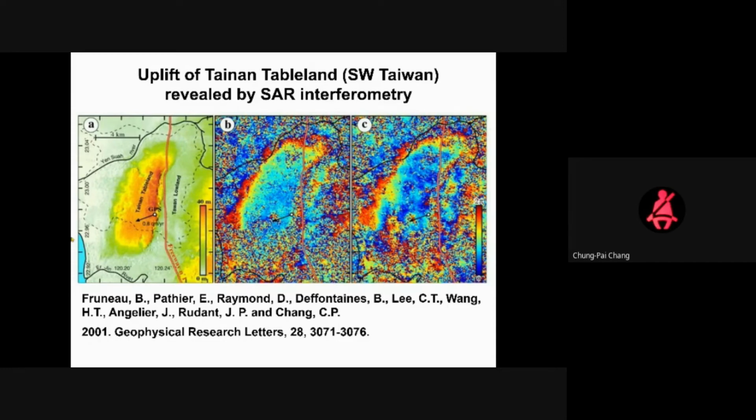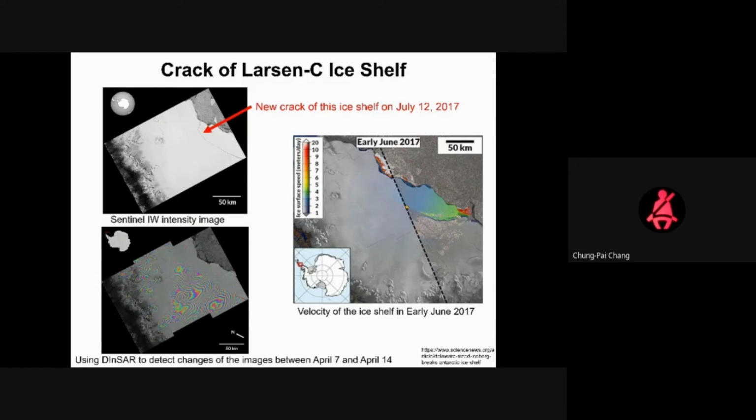And we use several images to calculate. This is a topographic map. The Tainan tableland, the city is just located on this tableland, and we can see the uplift pattern very clearly. And of course, this technique can be used not only for volcanoes, for the uplift of volcano deformation, for land surface deformation, but it can also be used for glacier areas.